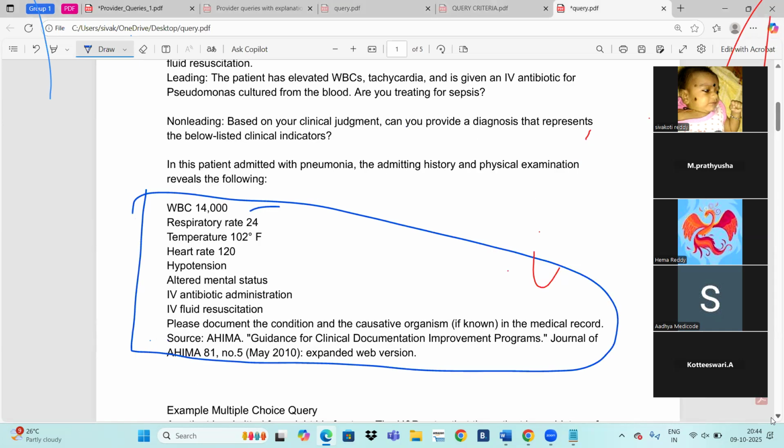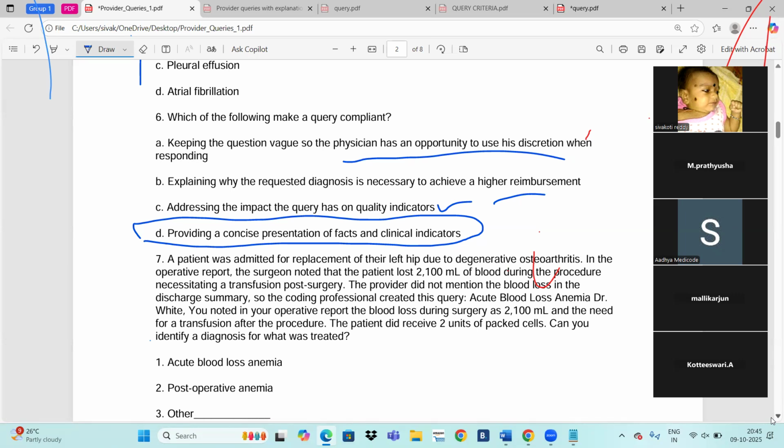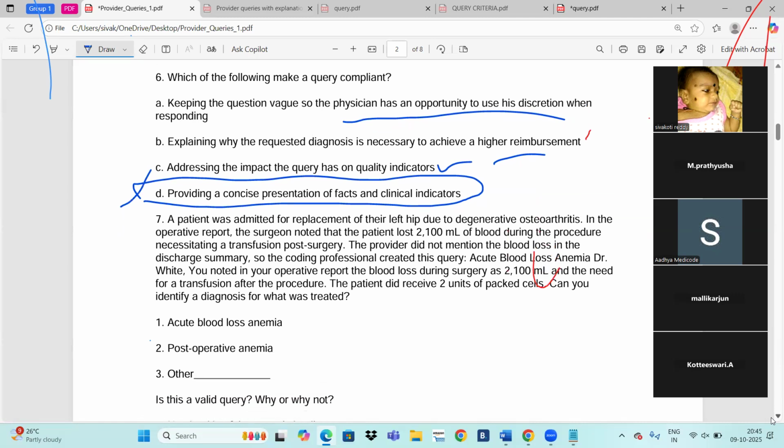If you know the indicators, you will give the indicators and ask in the complaint format. Here they gave options like higher reimbursement, no. Then keeping the question vague, using the patient as an opportunity, no. Addressing the impact the query has on quality indicators, not quality indicators. It was clinical indicators. Clear? Option D is correct. Remember, when we are raising a complaint query, we need clinical indicators compulsorily.